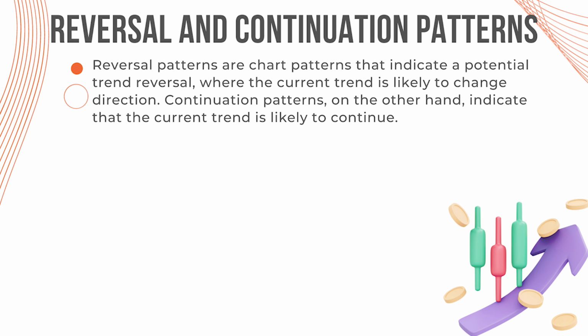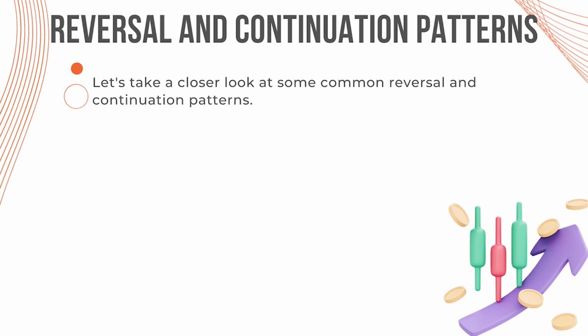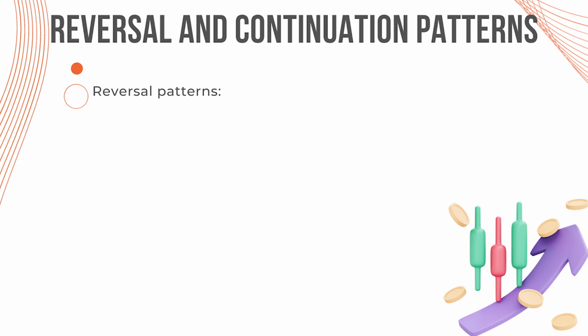Reversal patterns are chart patterns that indicate a potential trend reversal, where the current trend is likely to change direction. Continuation patterns, on the other hand, indicate that the current trend is likely to continue. Let's take a closer look at some common reversal and continuation patterns. Reversal patterns. Head and shoulders.